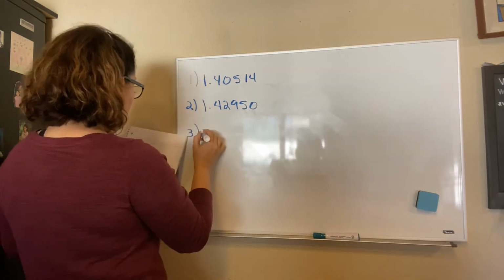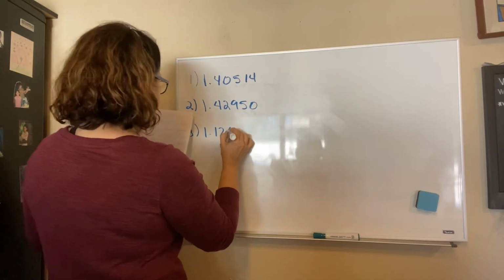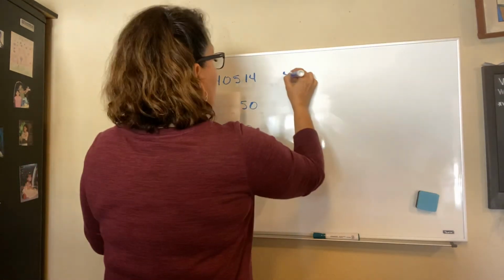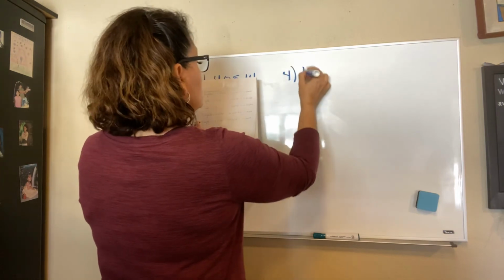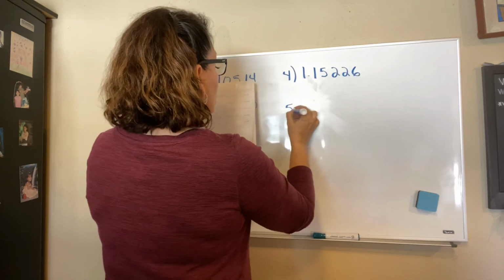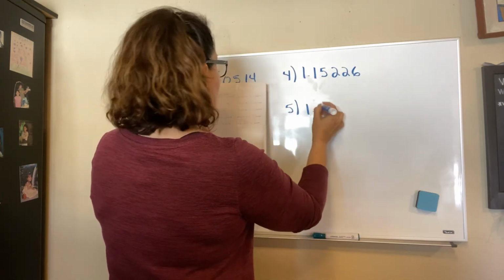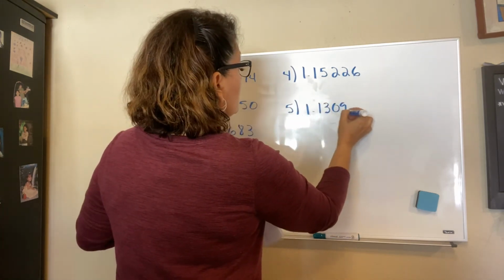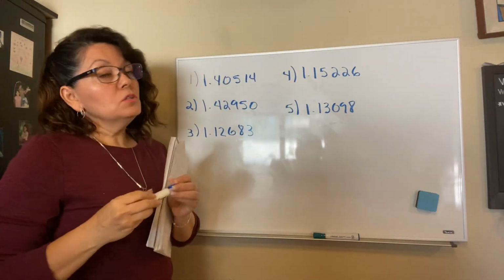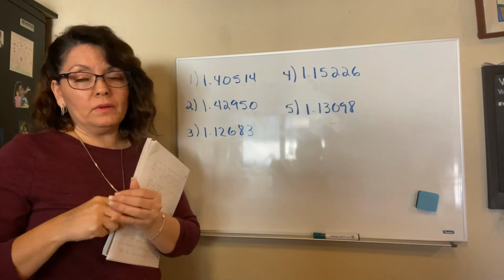For number 3, 1.12683. For number 4, it is 1.15226. And for number 5, 1.13098. Okay, so you have no excuses to do the homework, which is really, really easy.